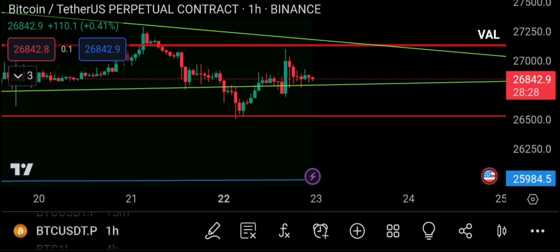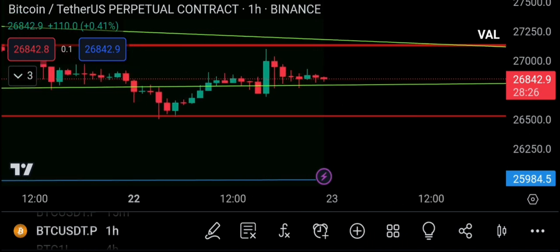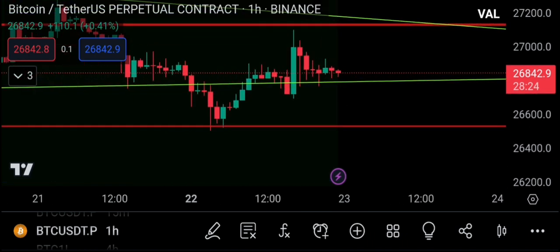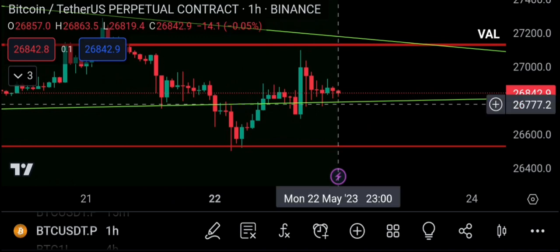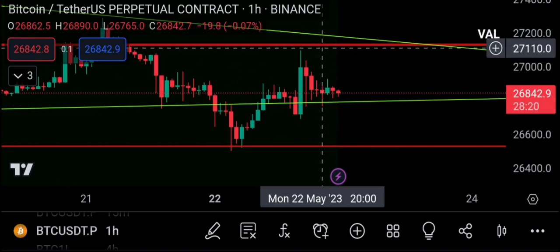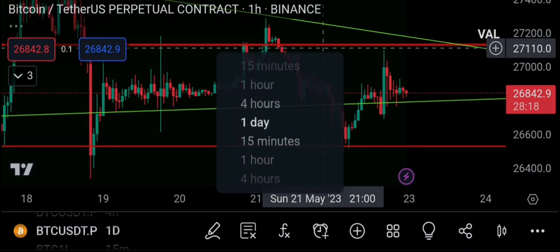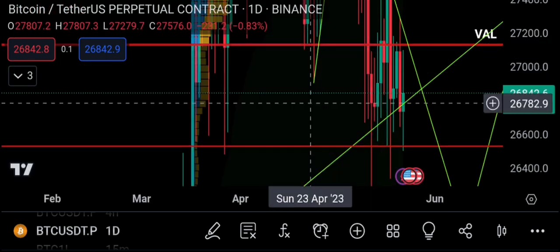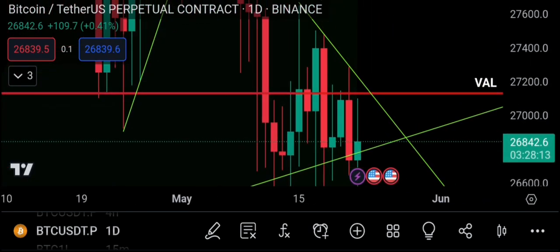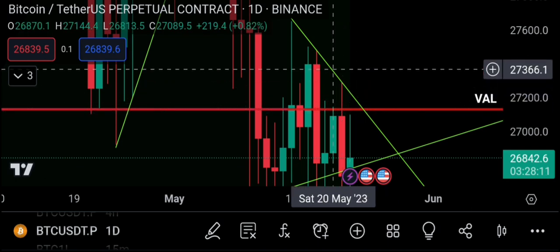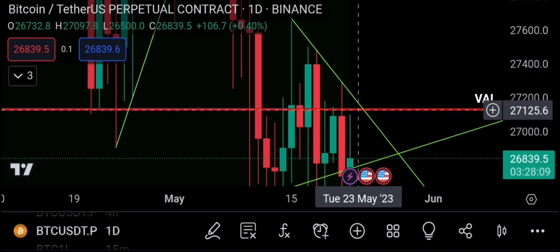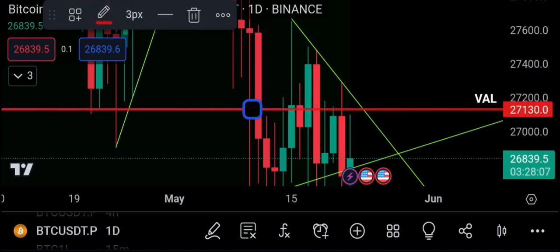Looking at this technically, we are above the trend line. We're holding the trend line, but we are below the value area low. So that's an important level. If you can be above this, open and close a daily above this, then you're safe. At the moment, you need to open and close a daily above 27,130 to continue higher.